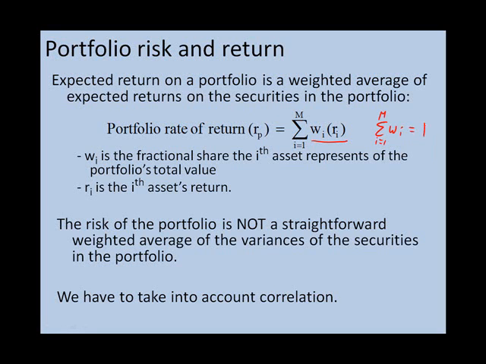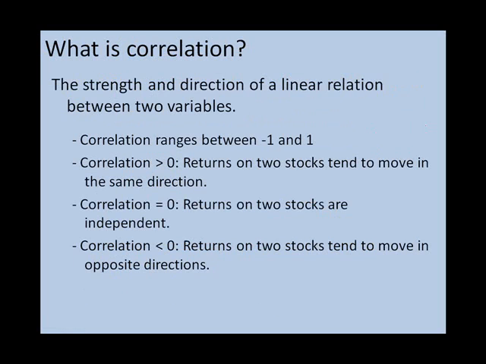The risk of the portfolio, though, is not a straightforward weighted average of the variances of the securities in the portfolio. We have to take into account correlation. Correlation tells us about the strength and the direction of a linear relation between two variables. And correlation can range between -1 and 1.